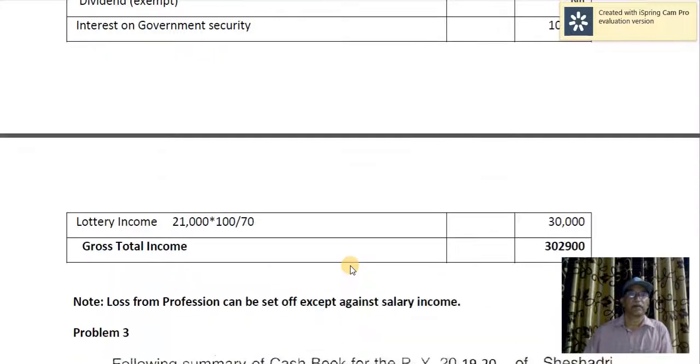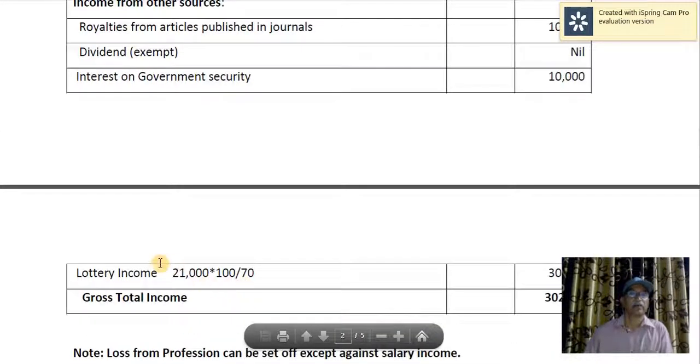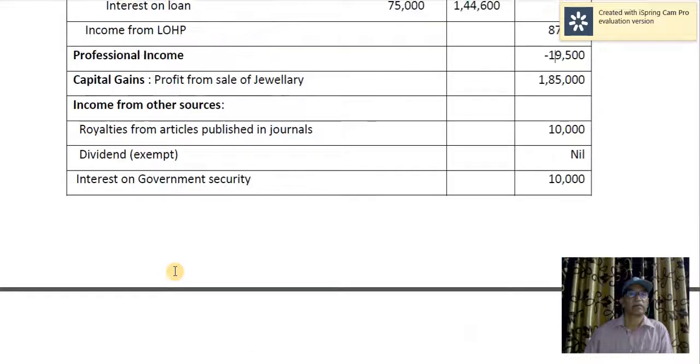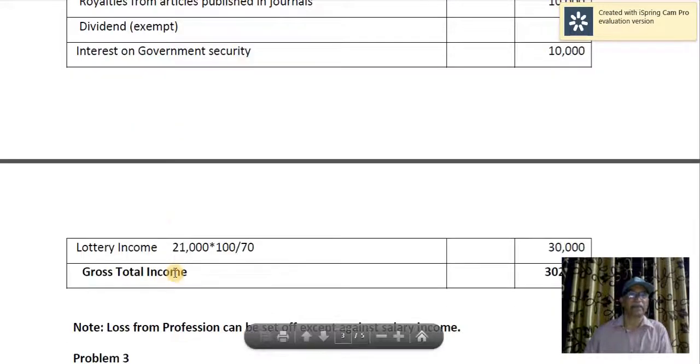Then lottery income, that should be taken under income from other sources. Net value is given there. I told you, while paying the amount to the winner, straight away 20% tax is deducted, we call that TDS. After TDS, the assessee receives 21,000 rupees. Therefore, that should be grossed up. So 100 divided by 70, that is the way you have to calculate the gross amount. So that comes to 30,000.